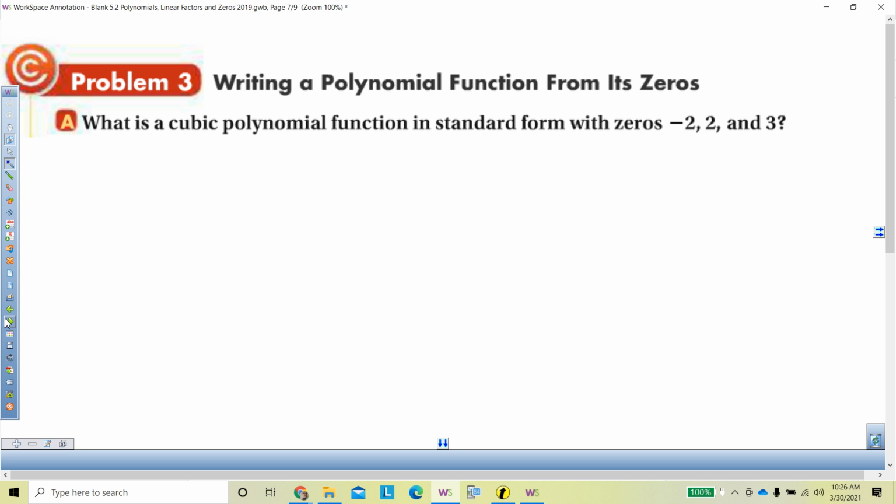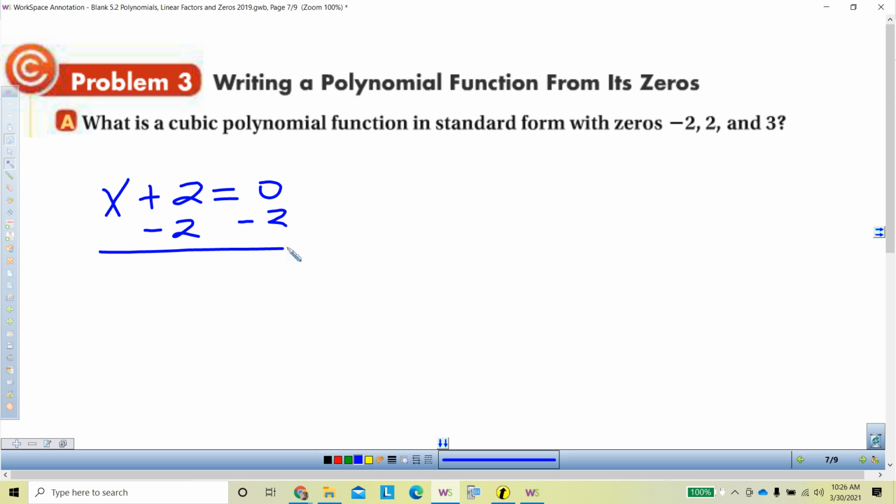Okay, so they give us the zeros. We got to go back to the parentheses. So just to show you how this works, the only way I end up with -2 is by having that parentheses set equal to 0, right? Because I would have to subtract 2 over, so x equals -2.